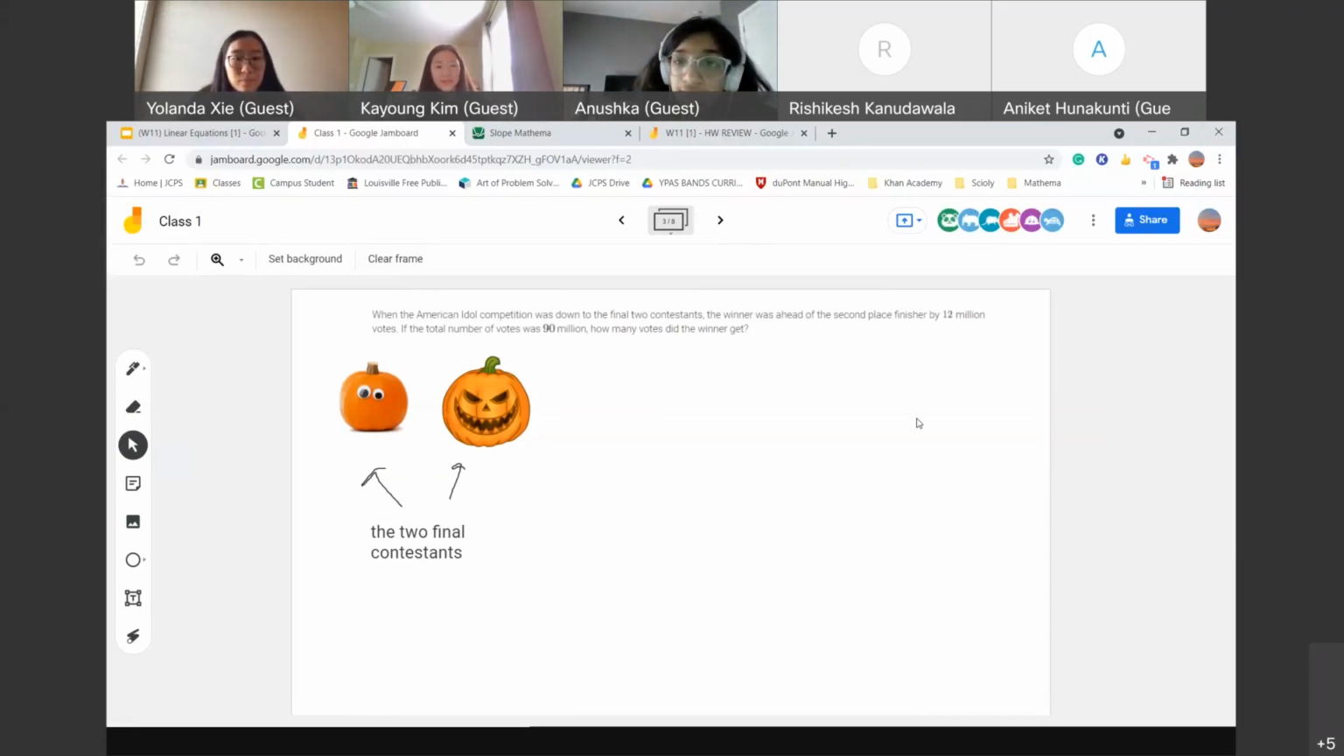By the way, these are the 2 final contestants. Who do you think is the winner? I think the left one should have won, definitely, because the right one just is too mean looking. Do we just add post-it notes? Yeah, you can add post-it notes with your answer. And you can also write the equation you used.